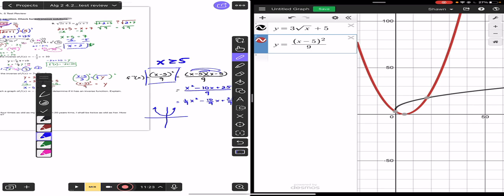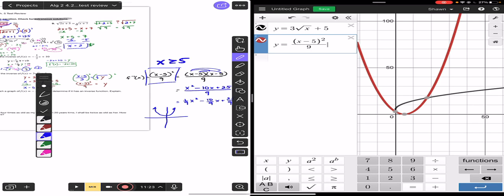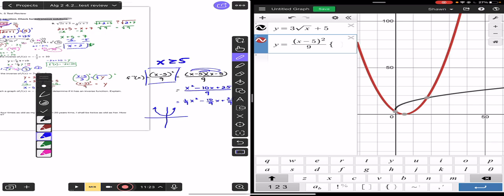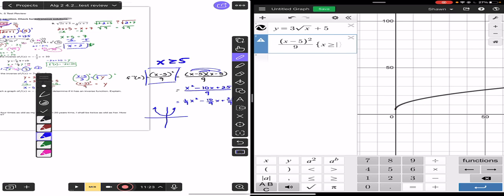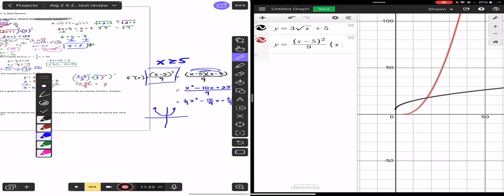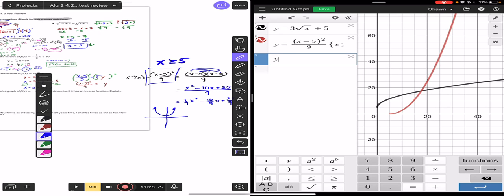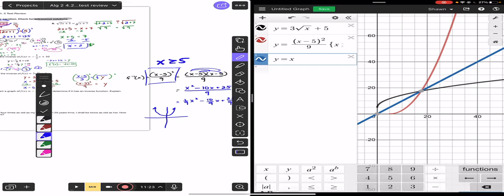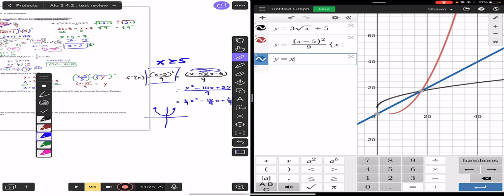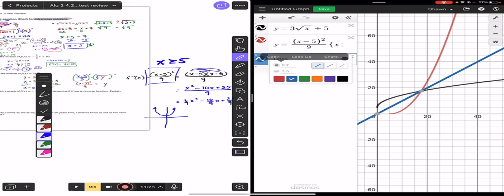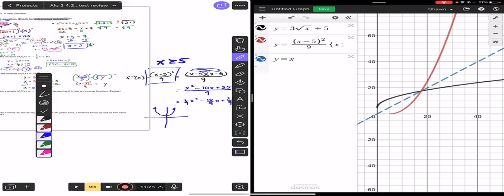Now, I can show that in my Desmos here. In Desmos, to restrict your domain, you use a little bracket afterwards. And I said I want my x's to be greater than or equal to 5. And that should do it for us. And now you can see, yes, those two are exact mirror images about the line y equals x. And let's see if we can make that line dotted. There we go. Make that a dashed line. So as long as we restrict our domain, then that is the true inverse function of the original.